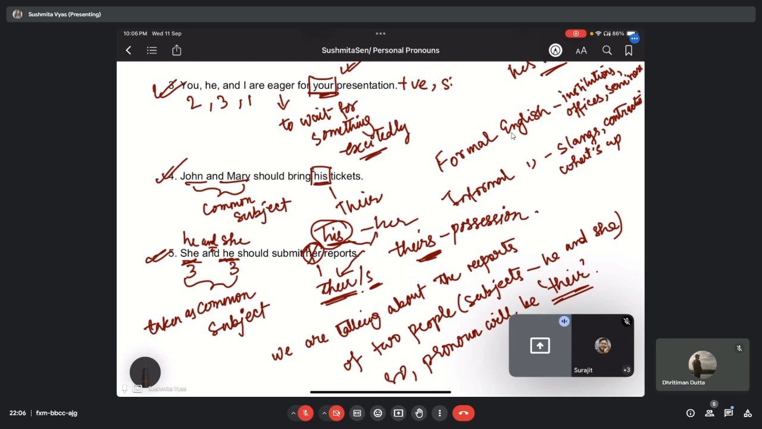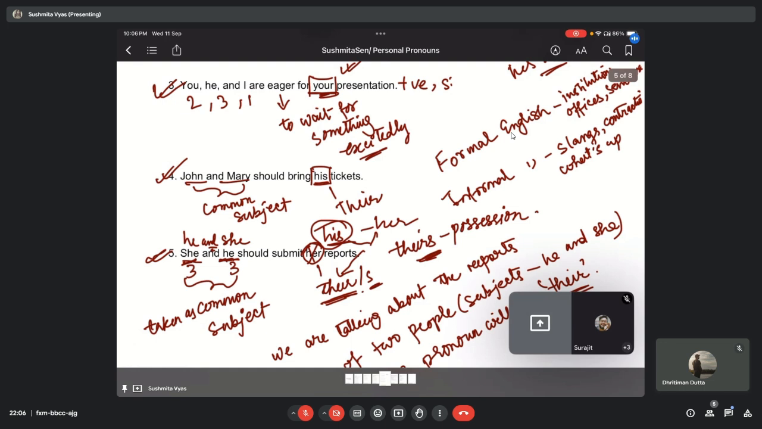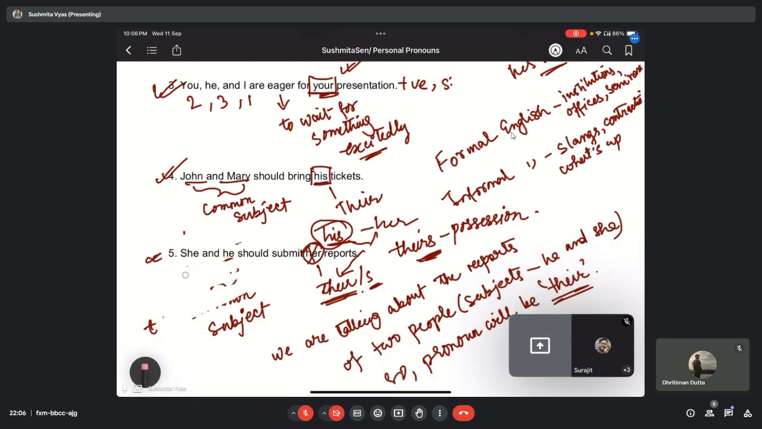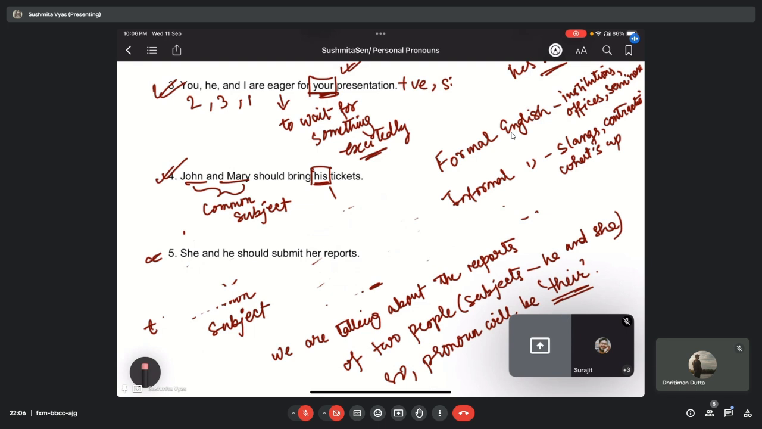Okay, anyway. So formal English में we will not write his or her. We will instead of writing his or her, we will use their. My God, this is such a mess here. I made such a mess in this. So formal English में we will not write his or her. We will write their. Because banking the exam also follows the pattern of formal English. That's why we will use formal English. Clear so far, guys?